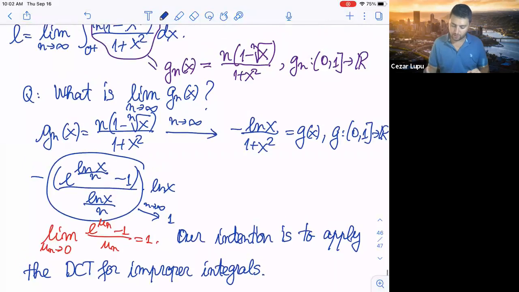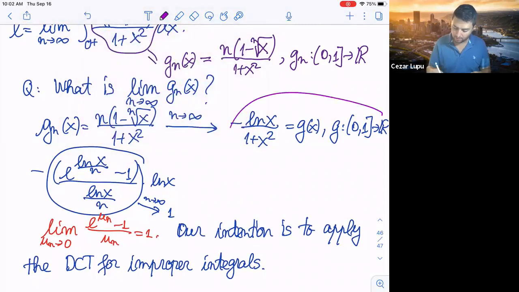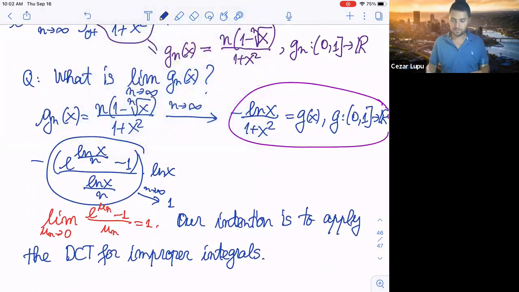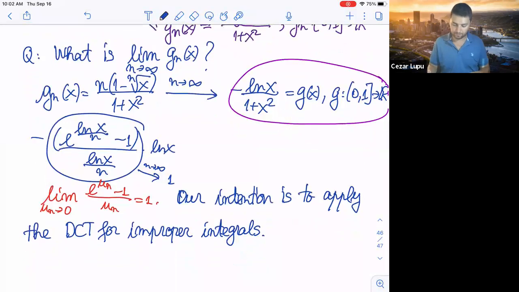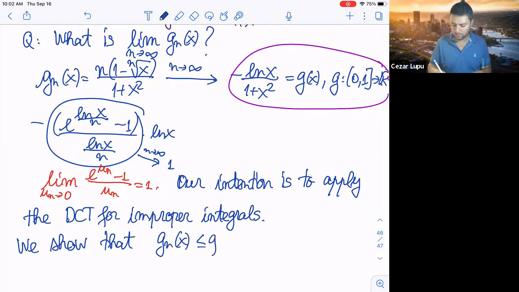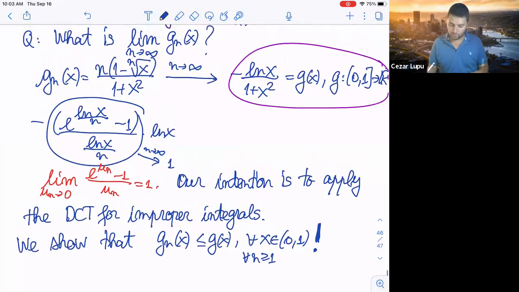So we identify the function g. We claim that, that would be amazing, this function will dominate our function. I hope so. So the question is, we show that g_n(x) is less or equal than g(x). I don't need to put the absolute value since everything is positive, for all x in (0, 1] and for all n. So we want to show this. This is crucial. And if we show this, then we're in a very good position.